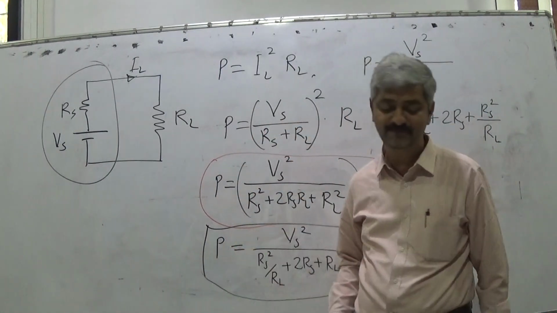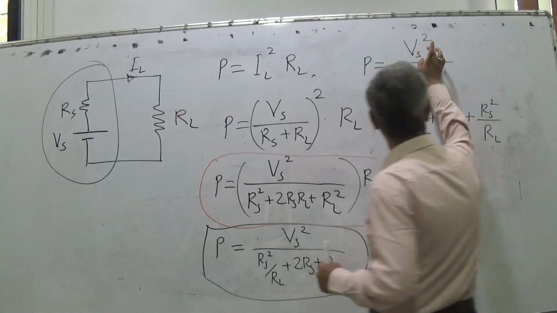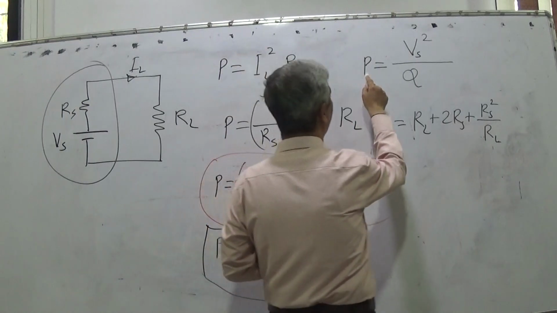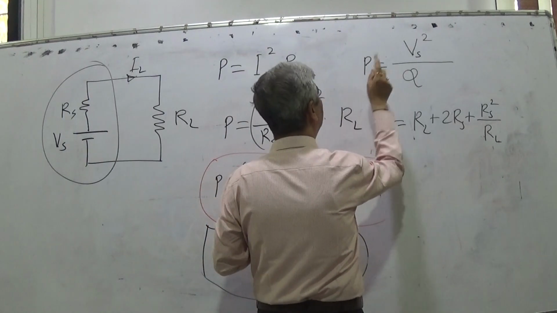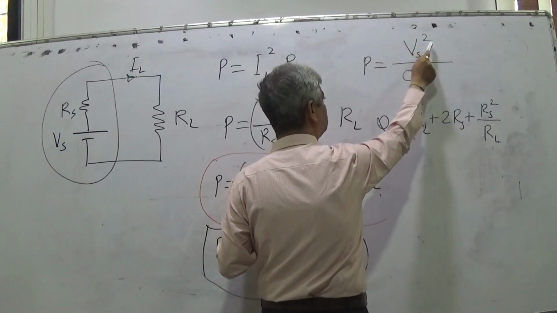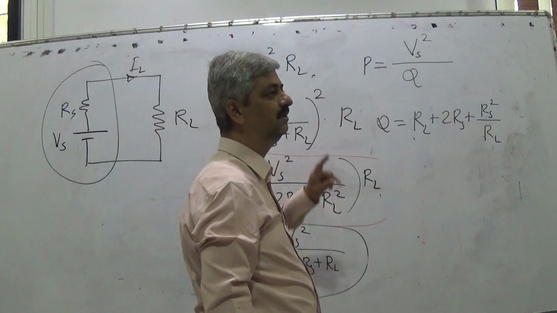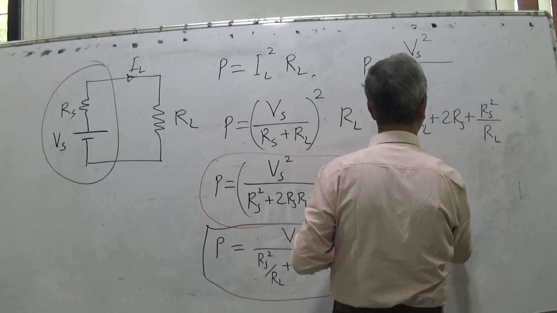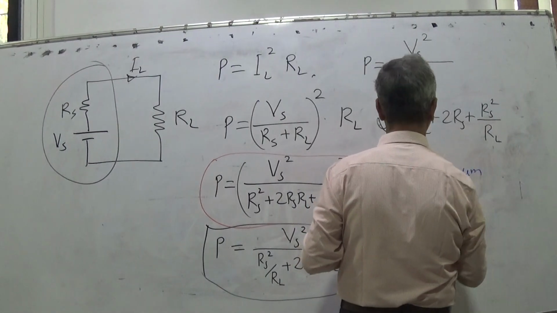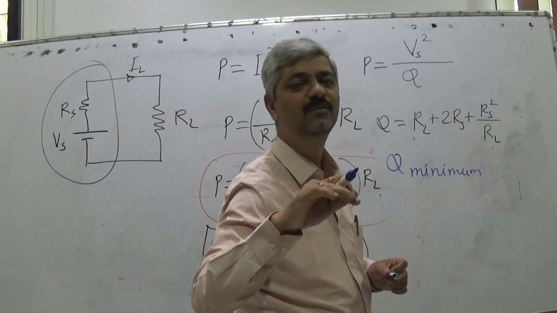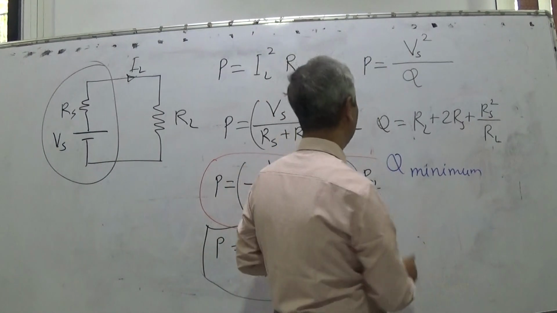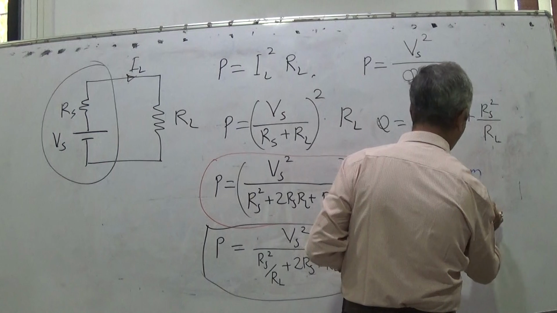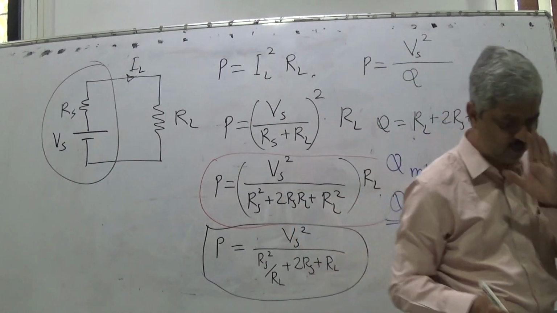So when would P be maximum? Vs is constant for a given example. So P is a constant upon Q, and the expression will be maximum when Q is minimum. So rather than finding what P max is and when it will occur, it is better to find Q min and for what value of RL it will occur. That is the small change that I have made.